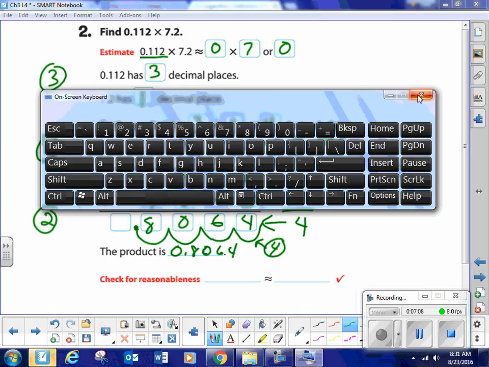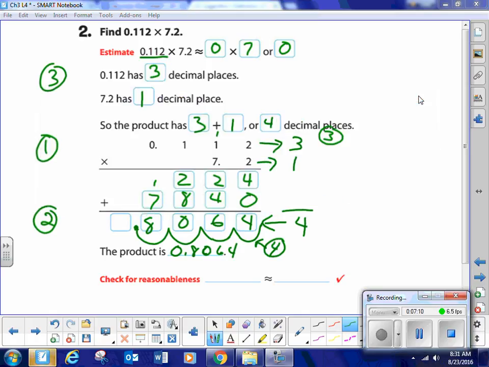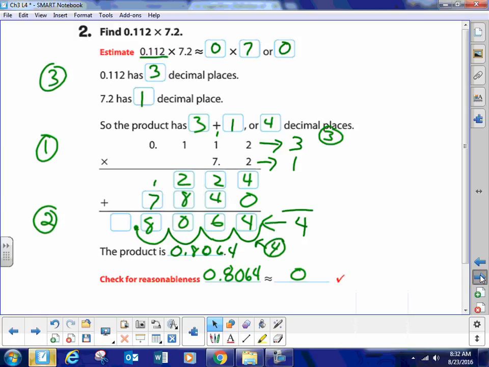And when we check for reasonableness, right? They say that 0.8064 is kind of close to 0, I guess. It's such a small number. When you start rounding with these tiny numbers, you start coming up with 0. Really 0, I don't know. That's up to you.